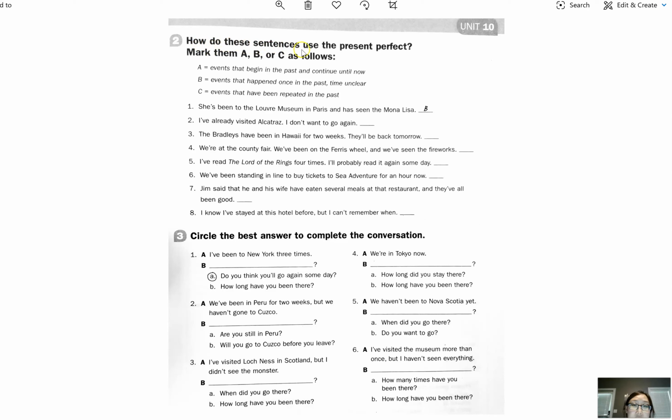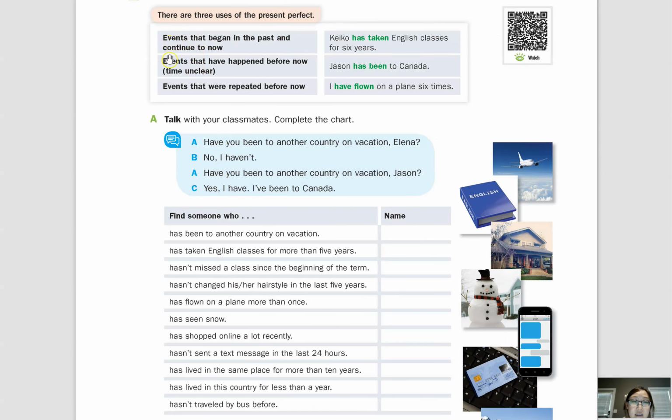How do these sentences use the present perfect tense? Mark them A, B, or C as follows. A is events that begin in the past and continue until now. B is events that happened once in the past, but the time is unclear. And then C, events that have been repeated in the past. If you look at the student's book, it's basically the same categories. Okay?